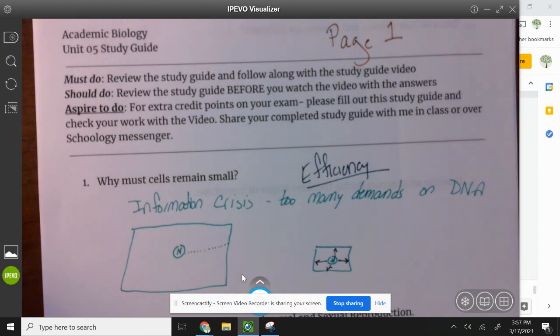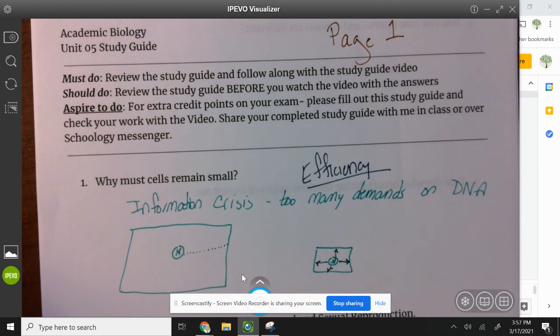Okay? So, first question, why do cells have to remain small? The best way I can explain this is to tell you to think about efficiency. When the cells remain nice and small, they can stay efficient. There is some math that's involved in this answer. It's the surface area to volume ratio. I'm not going to make you do math, not this year.